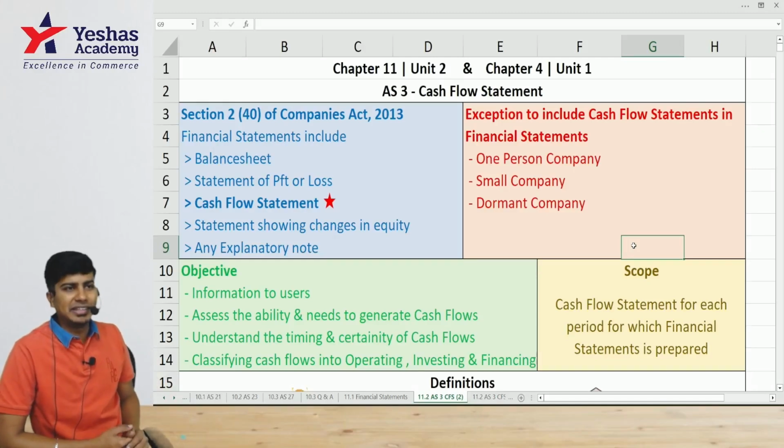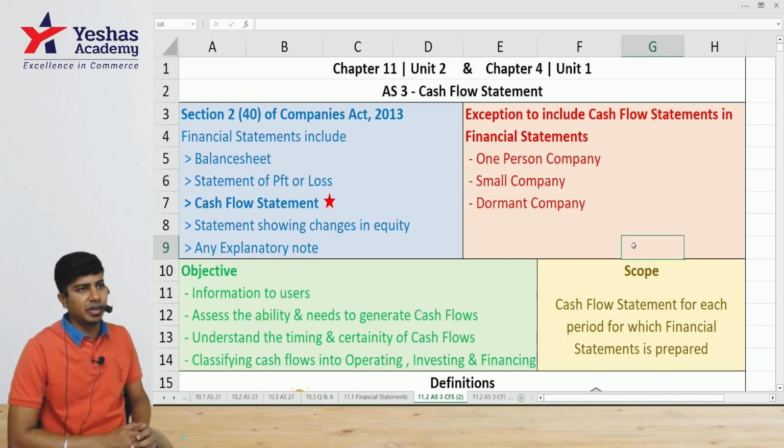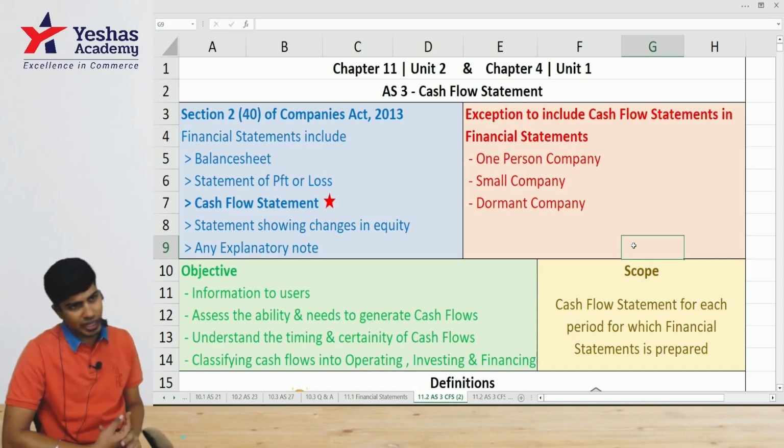We are completing the topic we started a few days ago. In the last visit, we did chapter 11, unit 1, which is financial statements. The same chapter has another unit called cash flow statement, which was not touched, and we're going to do that unit today. Cash flow statement is common to another chapter. If you observe chapter 4, unit 1 is also cash flow statement. In chapter 11, unit 2 is also cash flow statement. Shall we begin with cash flow statement?